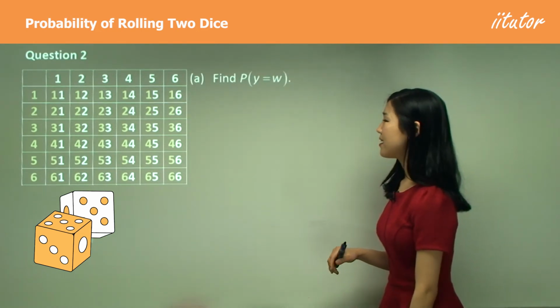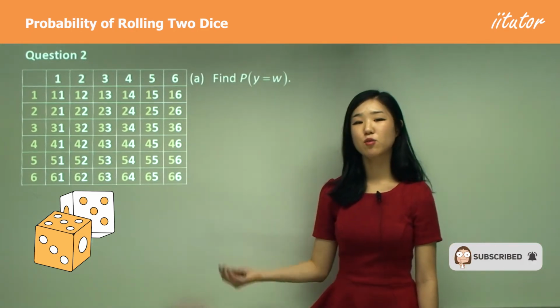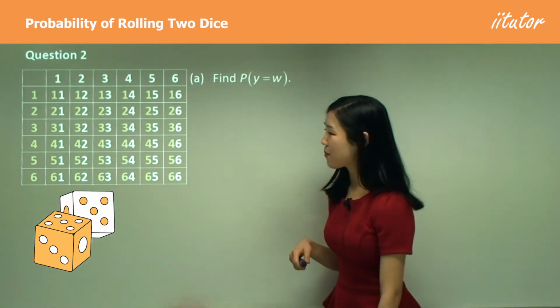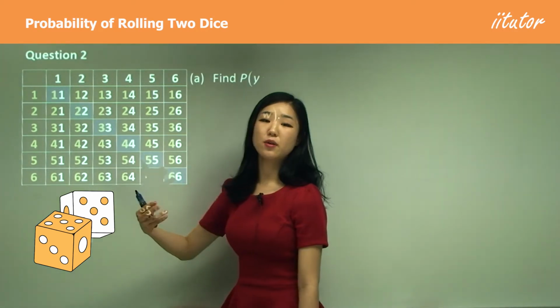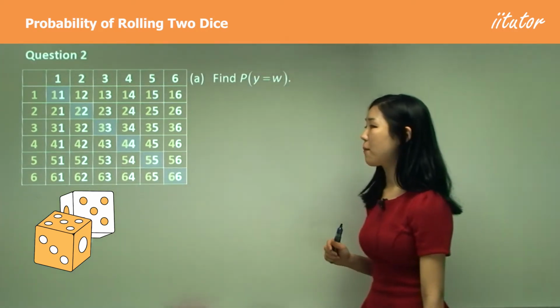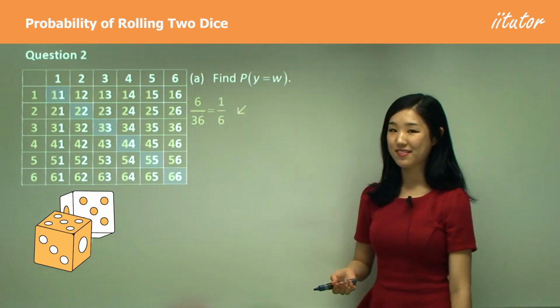Starting from A, it says find the probability of Y, the yellow, equaling the white. Just pick out the outcomes, and this one's really obvious because you can see these ones. The yellow equals the white, they have the same outcome. And you can see it's 6 out of 36, so you simplify it to 1 over 6.